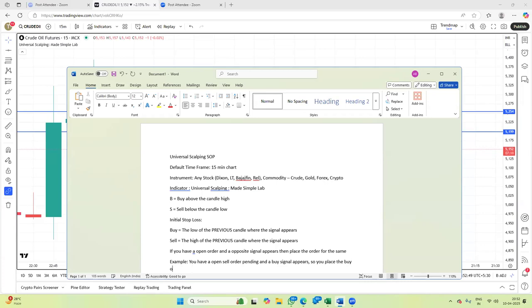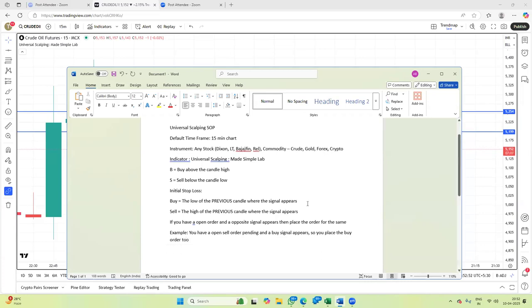Now, one question is that if I already have a sell order and another sell signal appears, ignore that. Okay. So here, if you have an open order, buy or sell, and another same direction signal appears, then you should avoid it. Okay. So I believe that this line is clear.